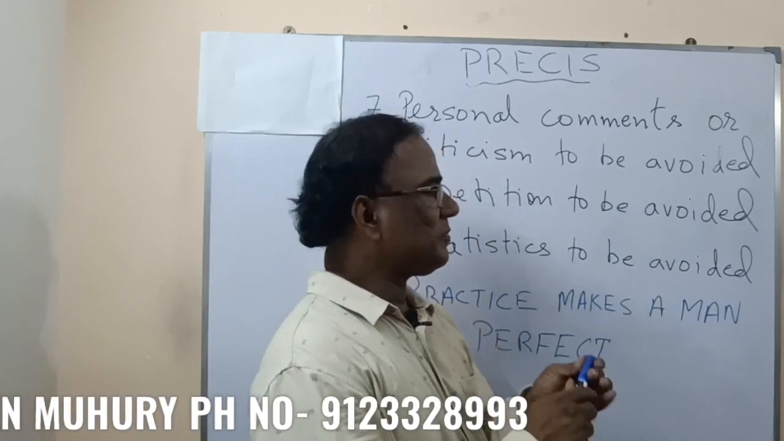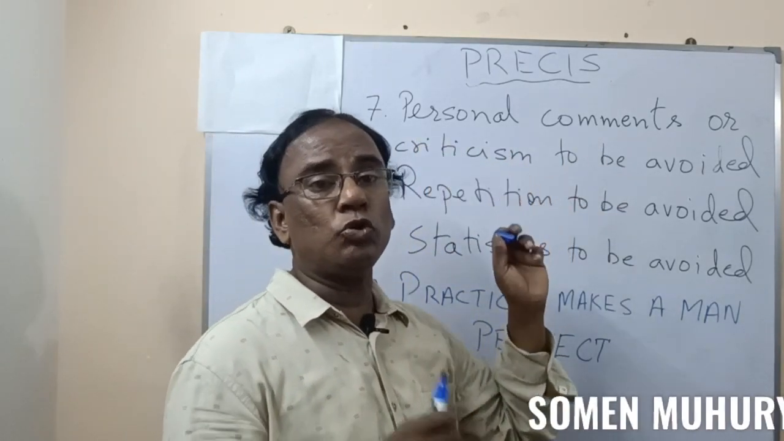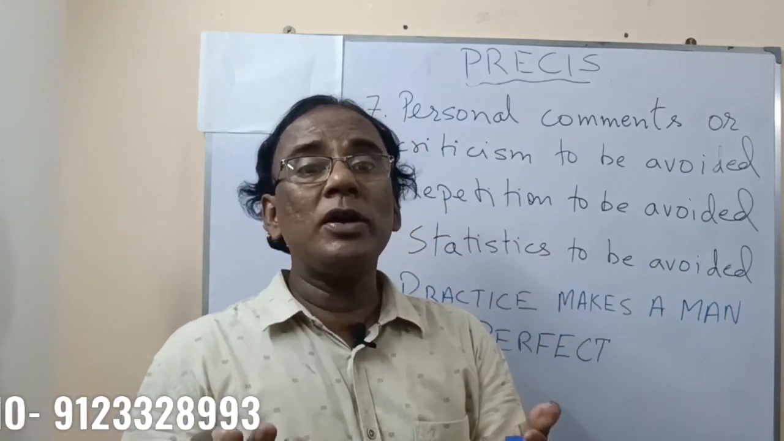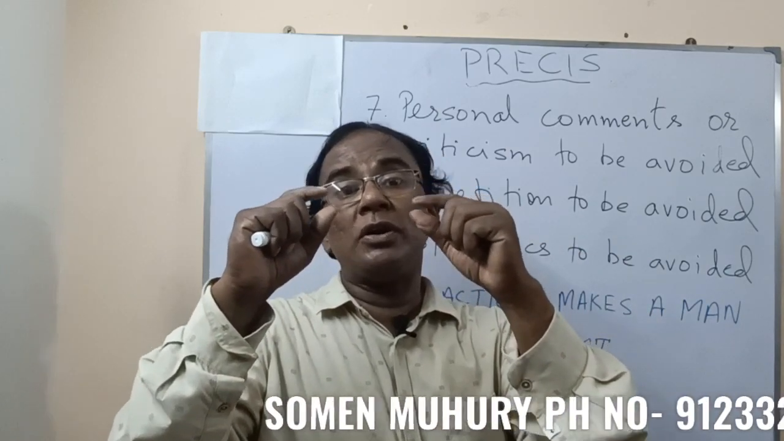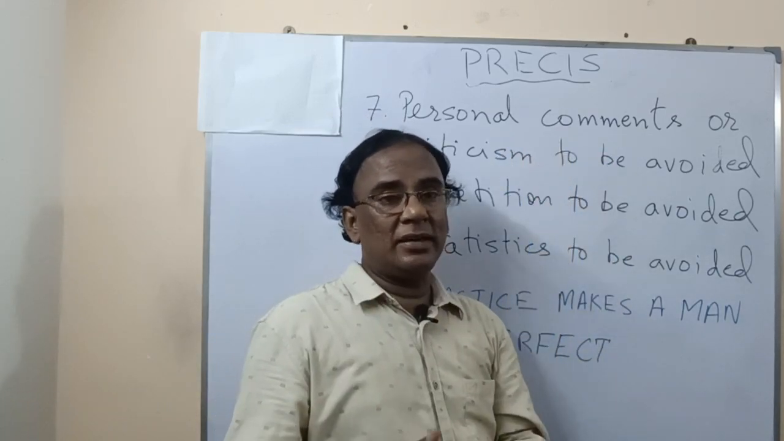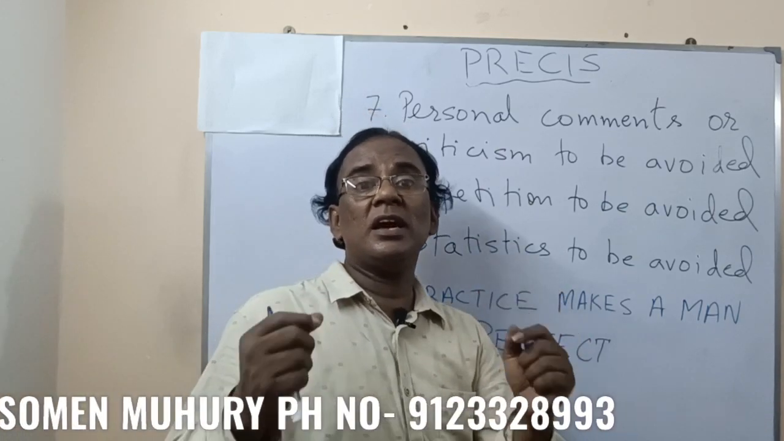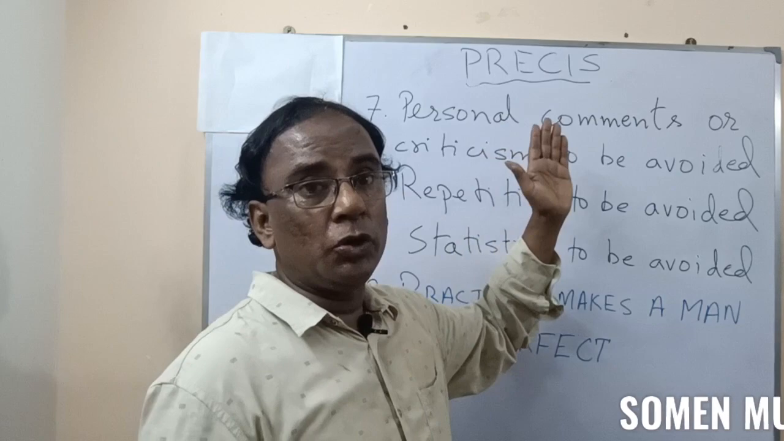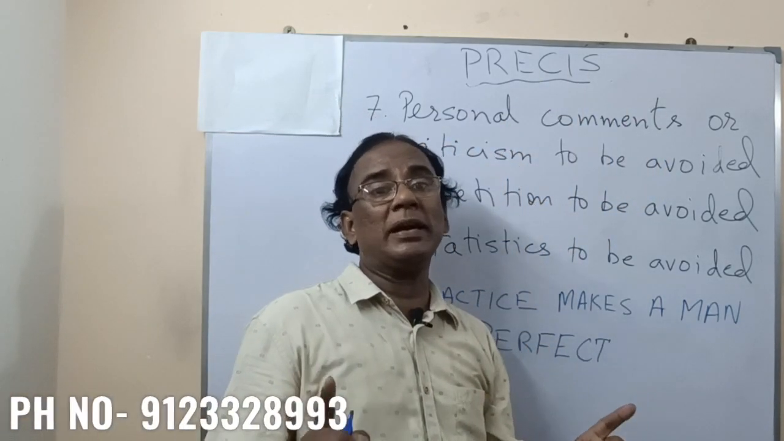Okay? Rule number 7, personal comments or criticism to be totally avoided. Comments, you cannot write what you feel about this particular topic. You have to just condense the thing that is given. Okay? When you write an essay, then you can write your own opinion. You do certainly have your own opinion. But while writing a Precis, your comments, what you think about a particular topic, do not matter at all.